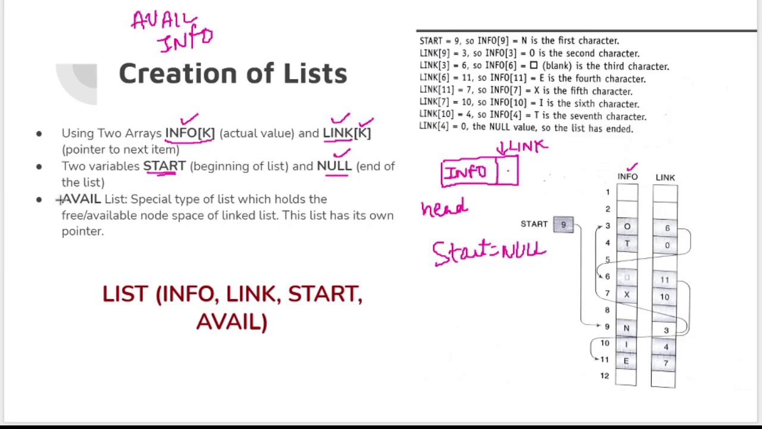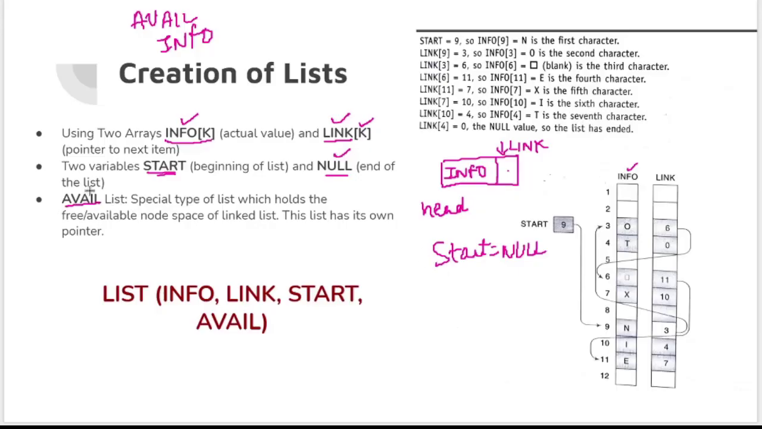So third thing is we have two arrays, one for info and another for link. We have two variables, start for storing the head address and null for checking the overflow and underflow condition, also to define the end of the list. And we also require one more list, which is avail. Avail list will have its own link, because this is going to be another linked list, but this will be storing the available space out of the list. Let's say we have created a linked list and we have different nodes in it. We have deleted some of the nodes. It means that space will be vacant. That space will be available. So that's why we created the avail linked list separately to store the available space.